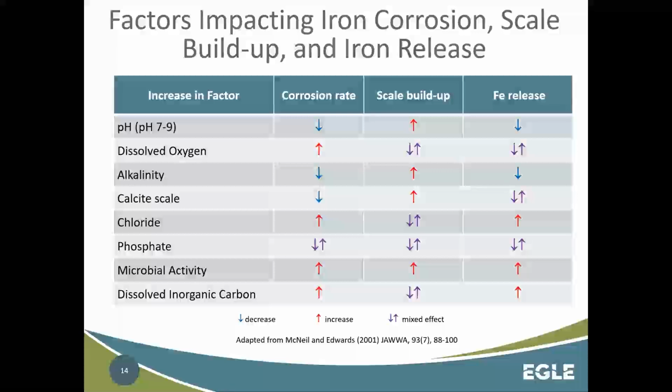Dissolved oxygen is another good example. You're more likely to increase that corrosion rate. Scale buildup is somewhat dependent, because there are so many other factors that drive it. Fe release is again dependent. Most likely, you're going to be increasing your iron release if you're increasing the dissolved oxygen. And again, it's important to understand that this is complex, and even one change can affect the rest. Basically, corrosion is complicated, so that's what I want you to keep in the back of your mind.